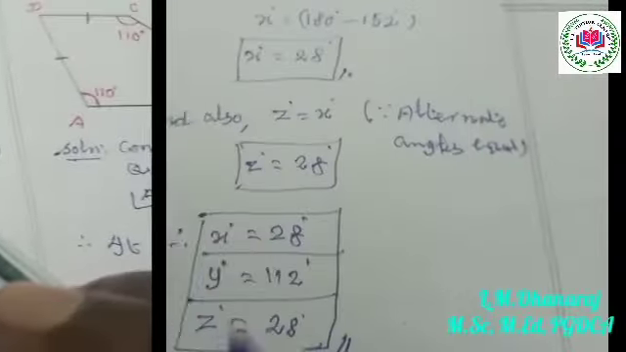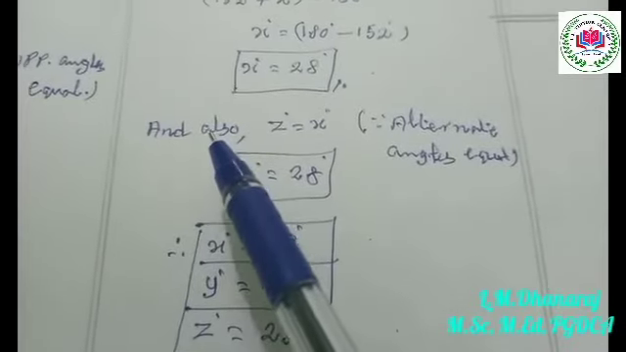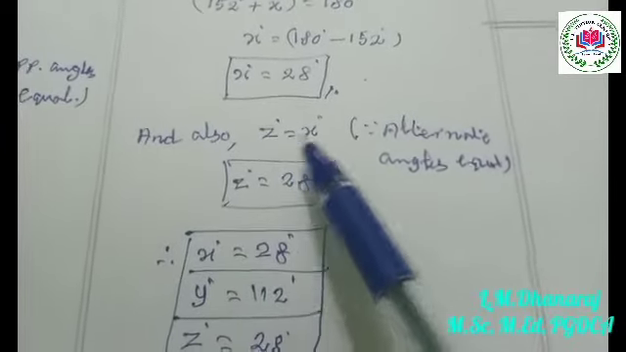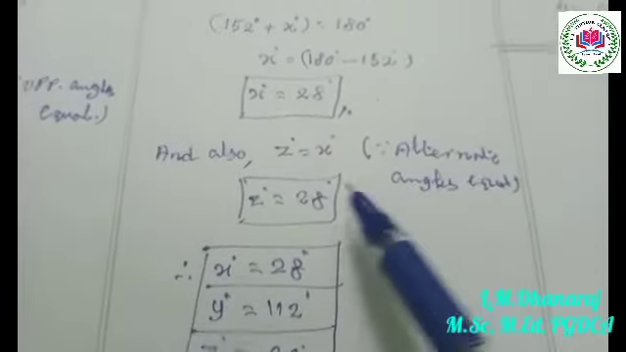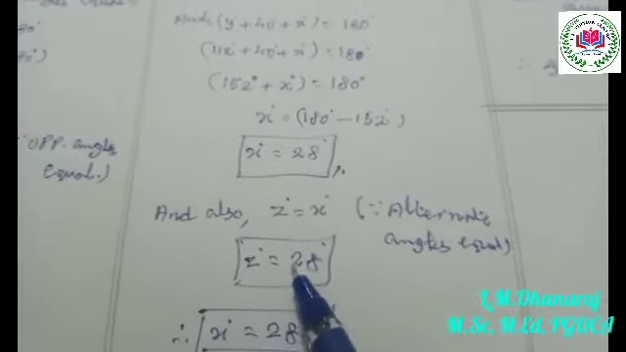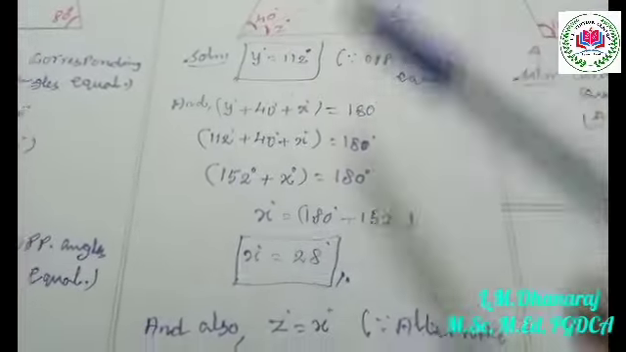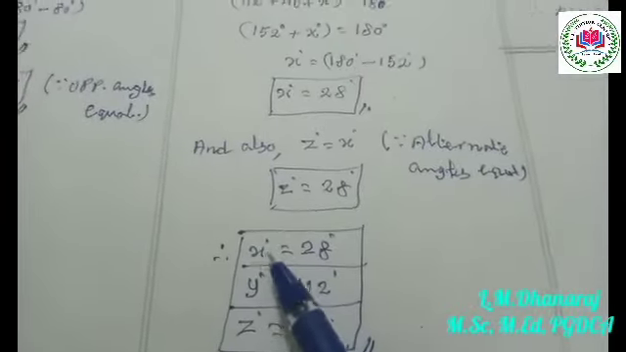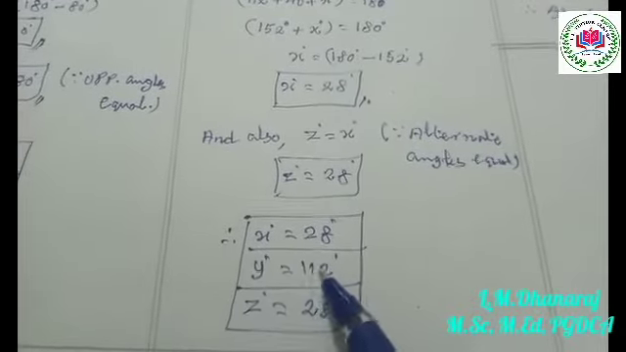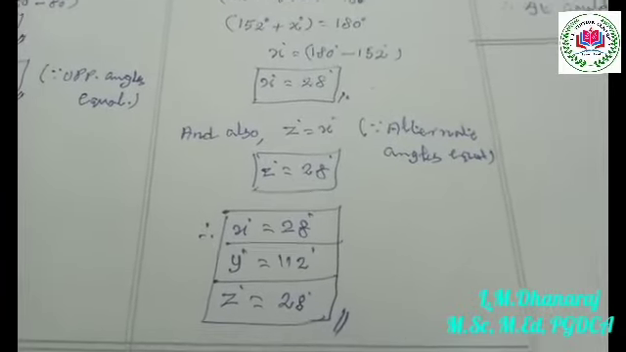Now for z degree we can say, since z degree is equal to x degree, alternate angles are equal, therefore z degree is equal to 28, because z and x are alternate. Therefore x degree is equal to 28 degree, y is 112 degree and z is 28 degree.